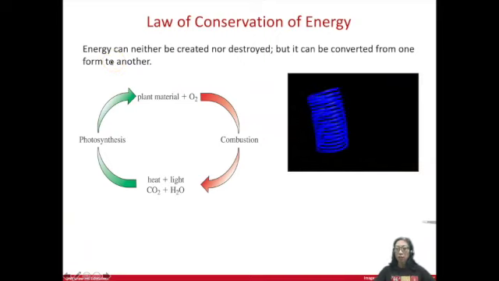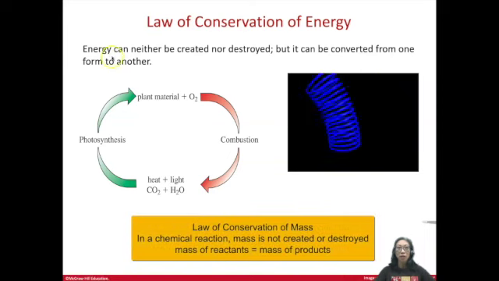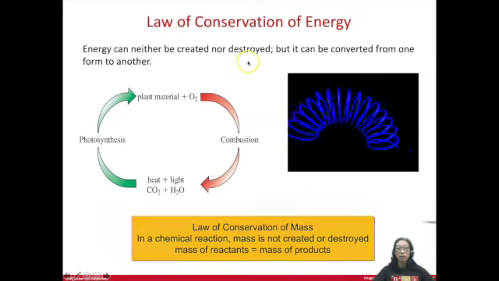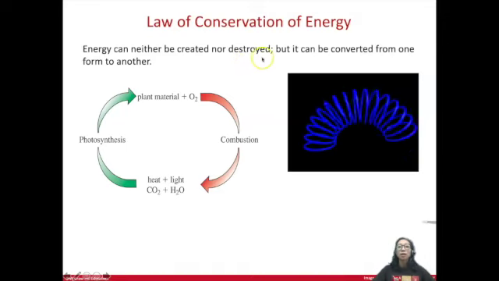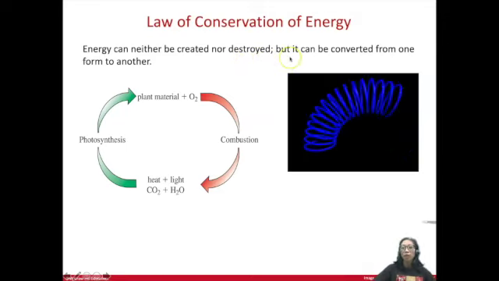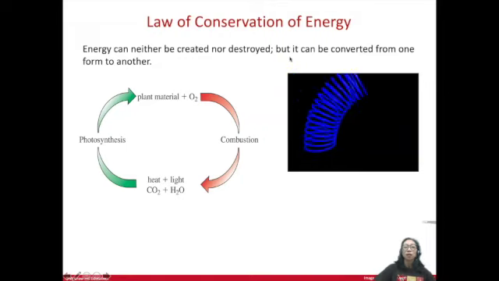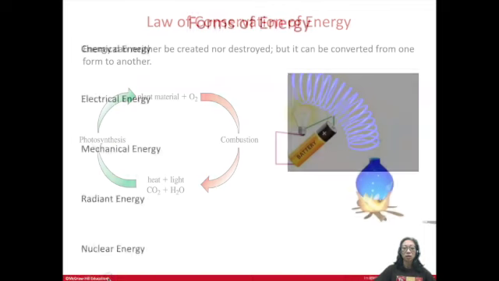So that law of conservation of mass that chemical reactions obey says mass can't be created or destroyed. Energy cannot be created or destroyed in this law. And this is slightly different, for energy forms are just converted from one form to another. And we will see those forms in this next slide.